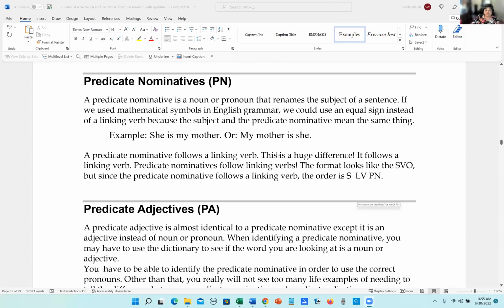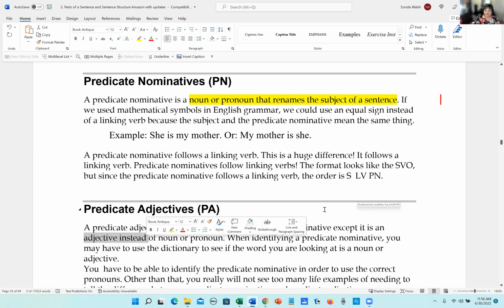All right, this lesson is going to be about predicate nominatives and predicate adjectives. A predicate nominative is a noun or a pronoun that renames the subject of a sentence. A predicate adjective is an adjective that describes the subject of a sentence. Those are the difference. So one's a noun, one's an adjective. If you get down into the thick of it and you're not for sure, then get a dictionary and that will help.